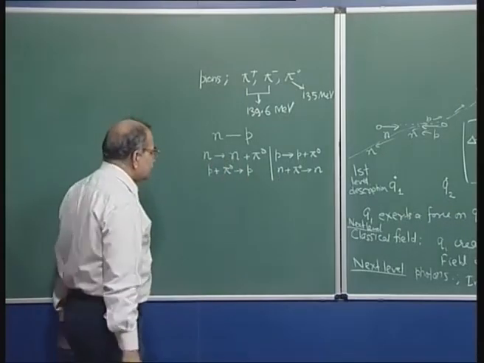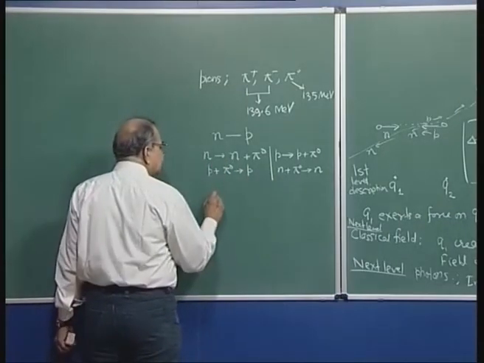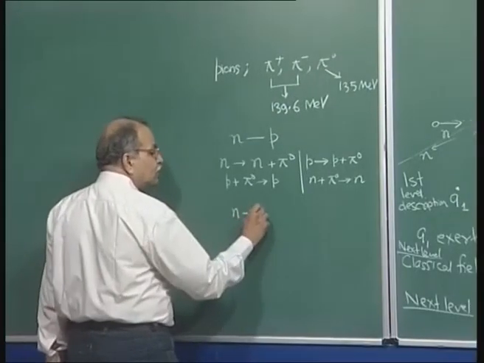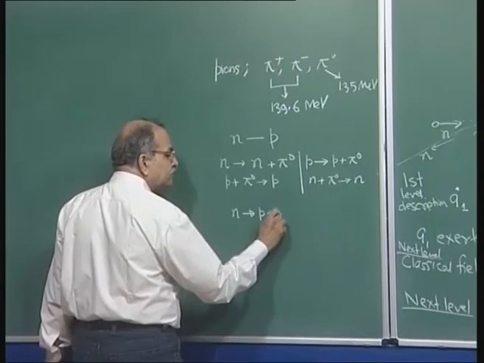So, that is one. Yet another process is that N can emit what? Negative pion.